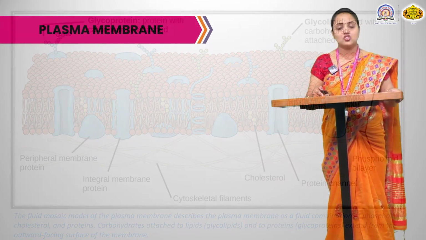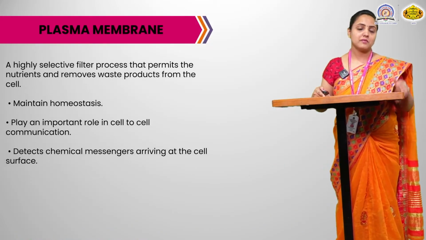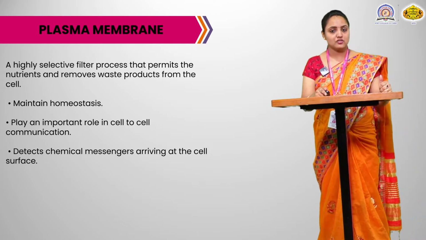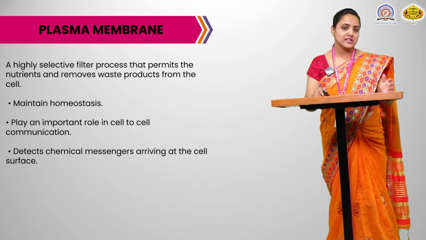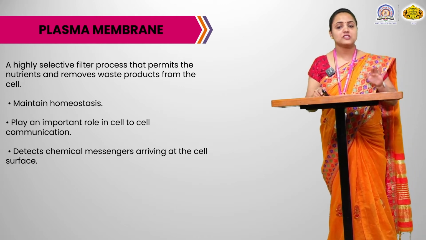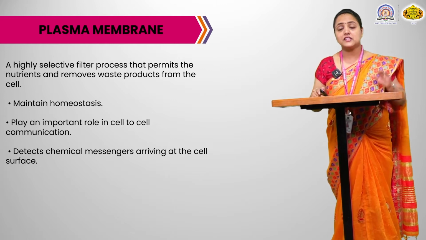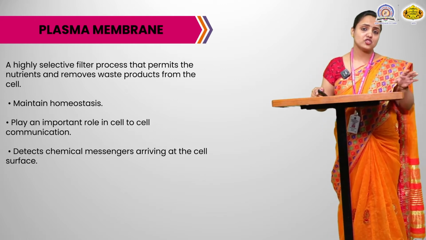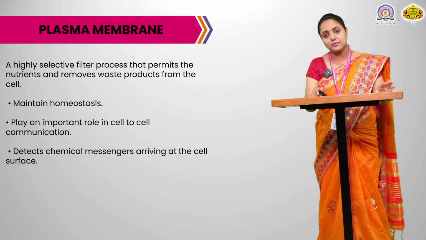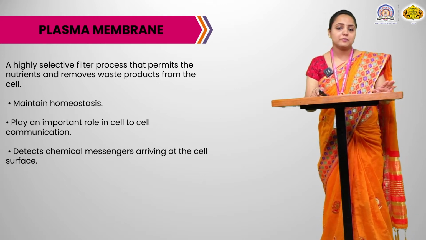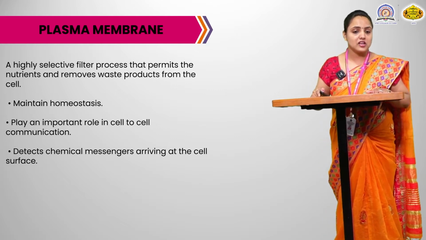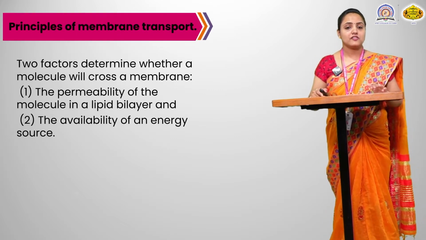Now we are going to see some points about the plasma membrane. The plasma membrane is a highly selective filter process that permits the nutrients in and removes the waste products from the cell. It maintains homeostasis. Homeostasis means the equilibrium or the stable condition of the cell. When homeostasis is acquired, your cell is very stable. It plays an important role in cell-to-cell communication. It detects the chemical messages arriving at the cell surface.